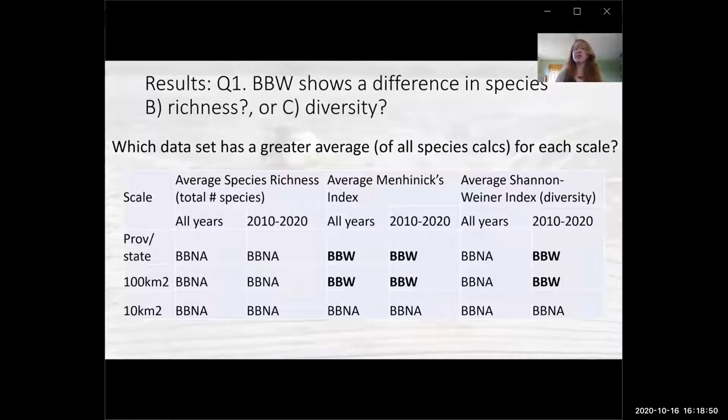For total number of species, generally speaking, Bumblebees of North America is bigger in all cases, unless you standardize it for the sample size. Then Bumblebee Watch actually comes out ahead in several different scales, having a higher species richness. And in terms of species diversity, if you look at all years, it's not greater, but in the last decade, in these two different scales, the diversity index is higher with Bumblebee Watch. So more species are generally being seen, looking at the diversity index.